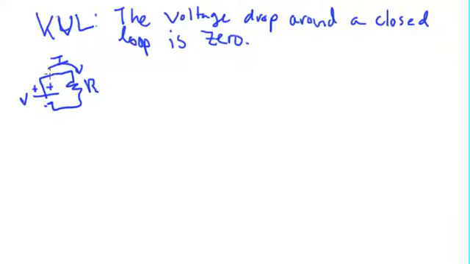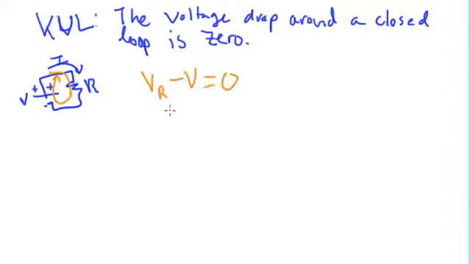So we can pick this point right here to start. As we go along with the current, we go from high voltage to low voltage across the resistor. So we're going to get a positive V_R because we did a voltage drop. We went from high potential to low potential. And now when we finish the loop, we go from the low potential to the high potential, so that's going to be a negative drop across the battery. So this is V_R minus V equal to 0. And this is Kirchhoff's voltage law.